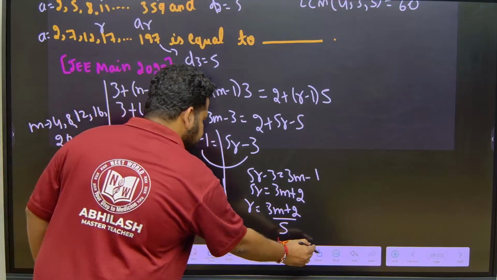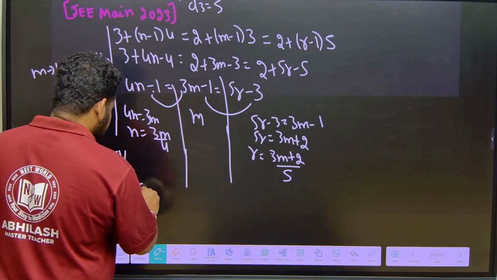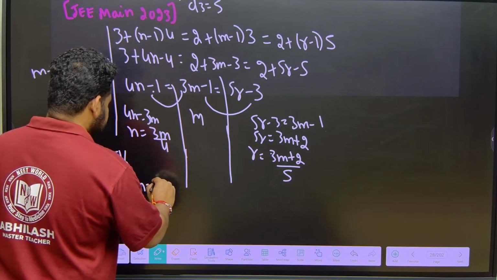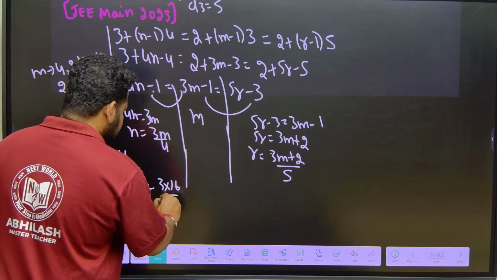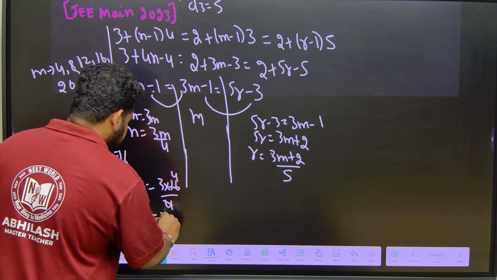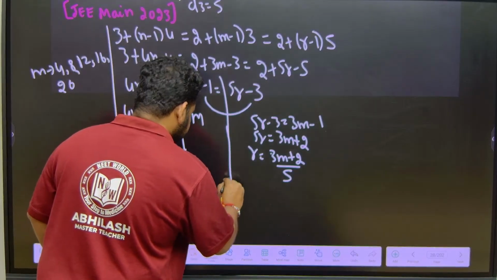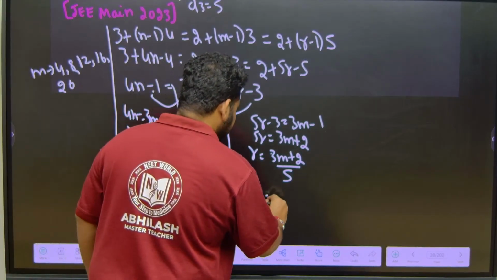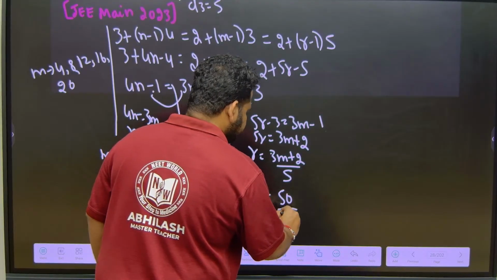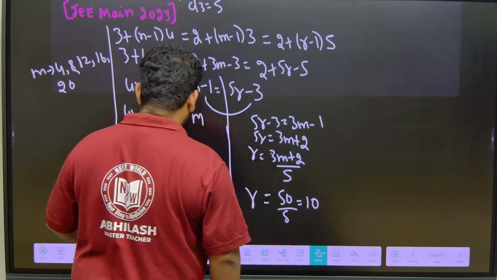This will give us n is equal to 3 into 16 by 4. So that is n is equal to 12. What about m? m will be equal to 16. What about r? r will be 50 by 5, that is nothing but equal to 10. So what are the terms that are common?